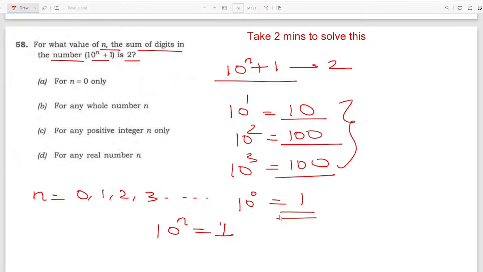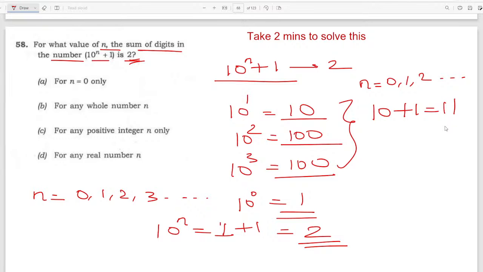And after that, if you add 1 more, then the sum of the digits would be 2. So clearly for any n from 0 to the positive integers 1, 2, 3 and so on, the sum of the digits of 10 raised to n plus 1 will always be 2. It is not only for n equal to 0. Even for n equal to 1, 10 plus 1 is equal to 11, and 1 plus 1 is 2.